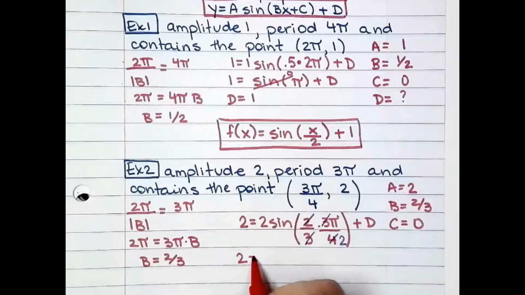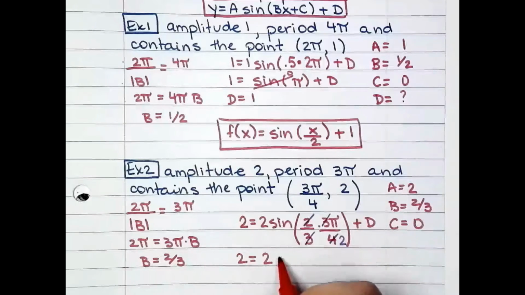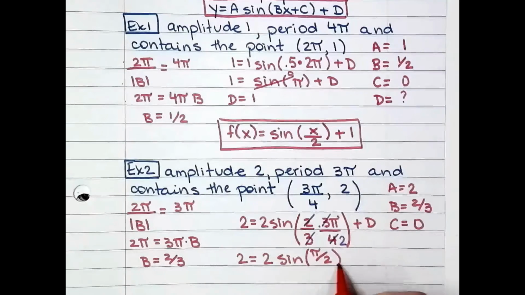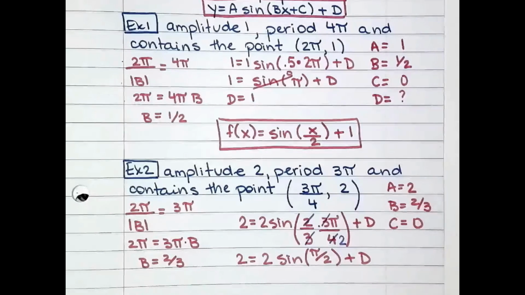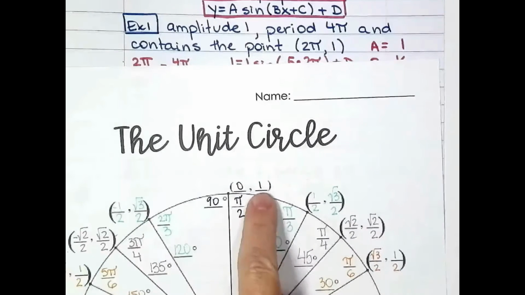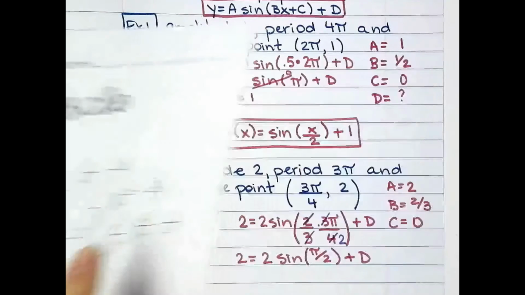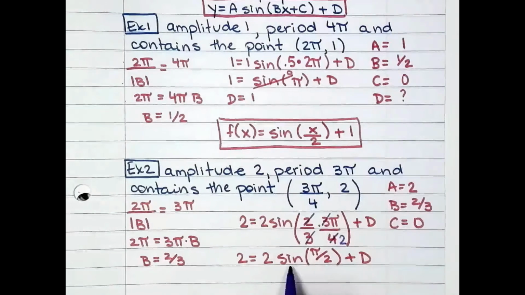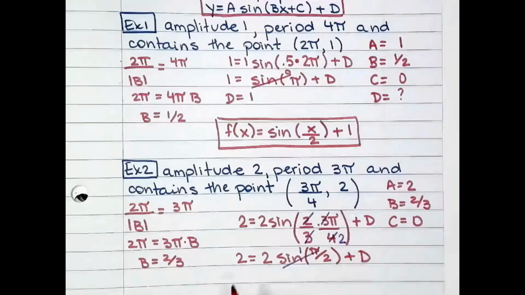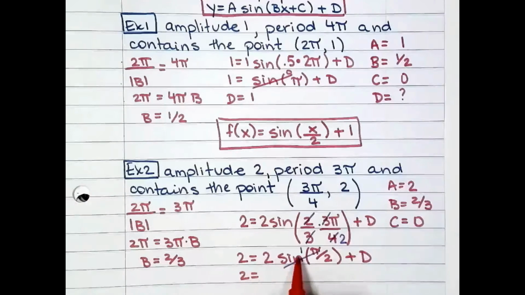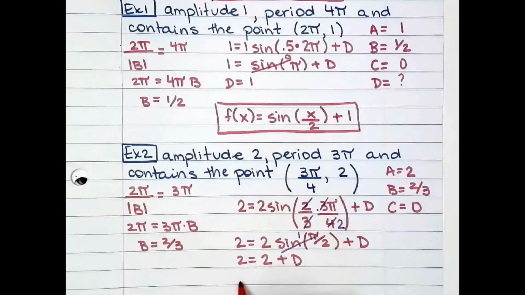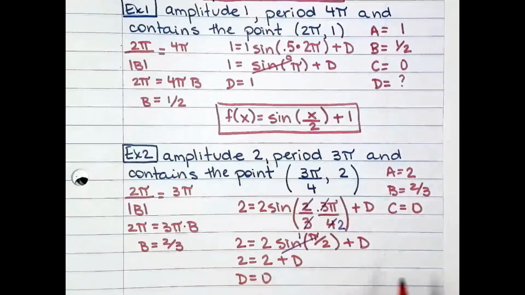So I have 2 equals 2 sine of pi over 2 plus D. Now from the unit circle, sine of pi over 2, sine is the y value, it's 1. So right here, this value is 1. Okay? So 2 equals 2 times 1 is 2 plus D, minus 2 on both sides. I have D equals 0.